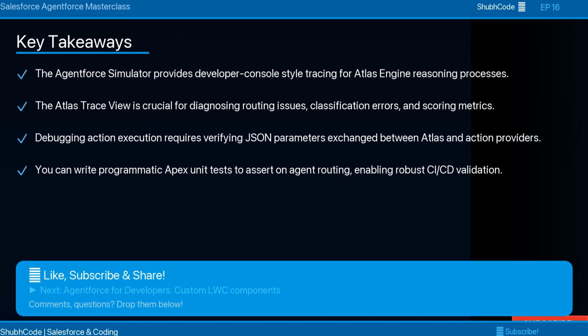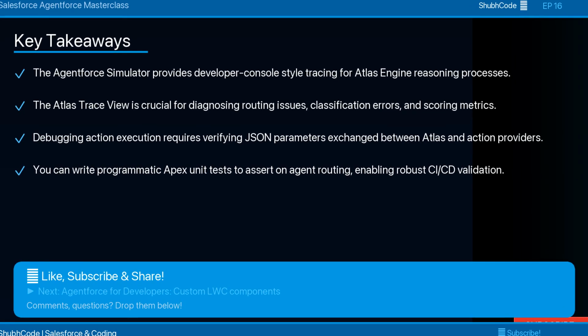Alright, let's wrap up. Here are the key things to remember. The Agentforce Simulator provides developer console-style tracing for Atlas Engine reasoning processes. The Atlas Trace view is crucial for diagnosing routing issues, classification errors, and scoring metrics. Debugging action execution requires verifying JSON parameters exchanged between Atlas and action providers. You can write programmatic Apex unit tests to assert on agent routing, enabling robust CI/CD validation.